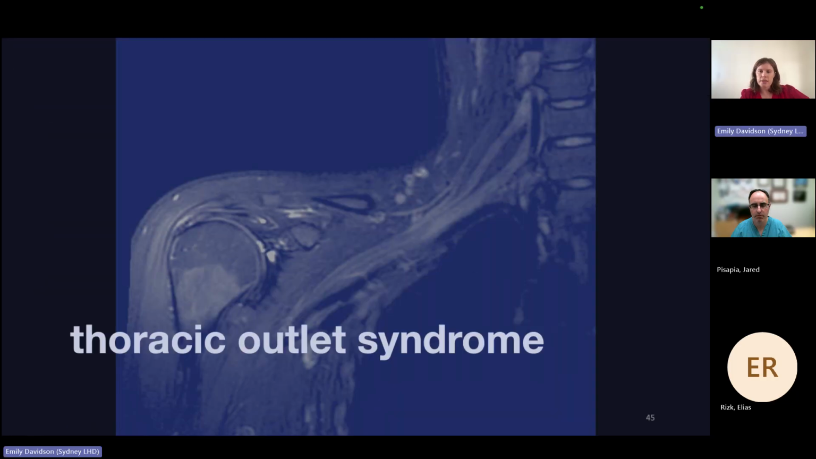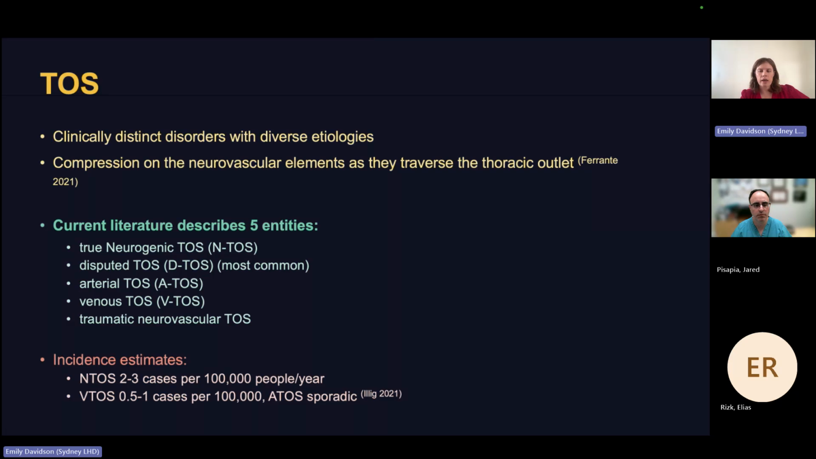Moving on to thoracic outlet syndrome. I'm increasingly imaging more and more of these, and I think it's partly because patients are becoming more educated about this as a pathology, and maybe it's because of Google AI or people just researching more, as well as clinicians being more aware of it. But there are so many different etiologies that could be contributory to thoracic outlet syndrome. The key element is that it's because of some sort of compression as they traverse the thoracic outlet. And there are different entities depending upon which structures are compressed.